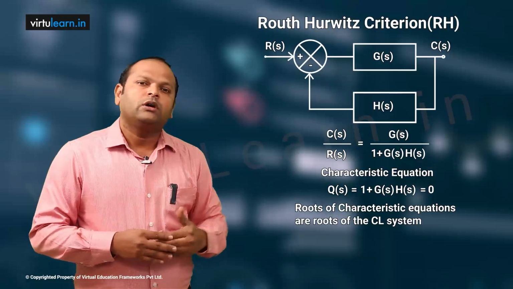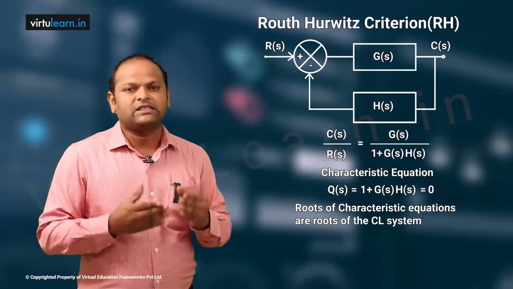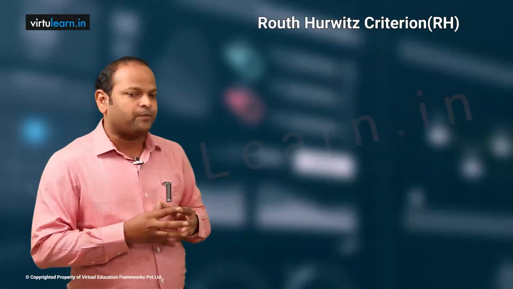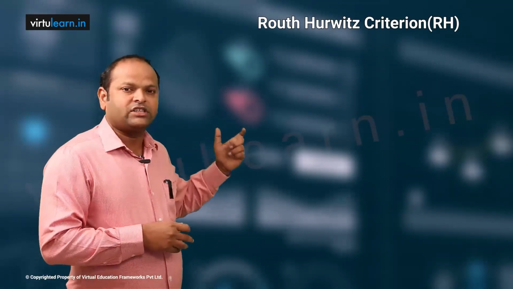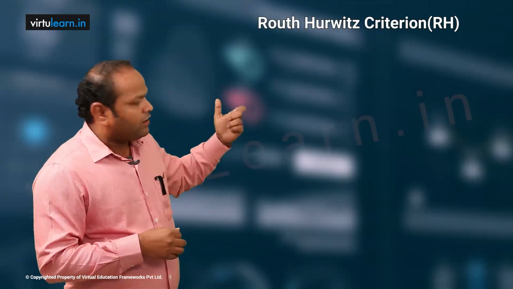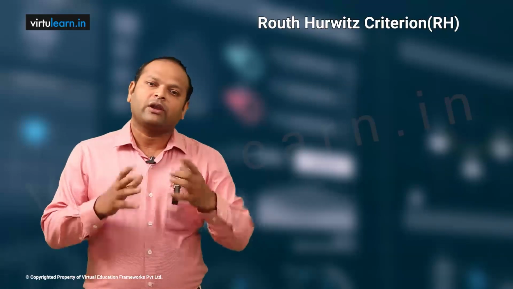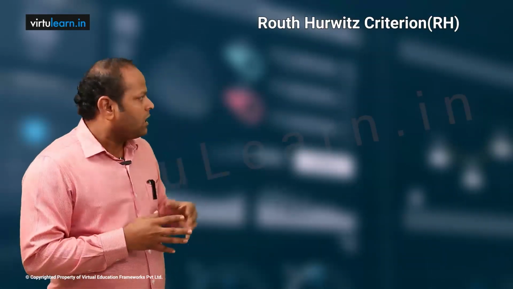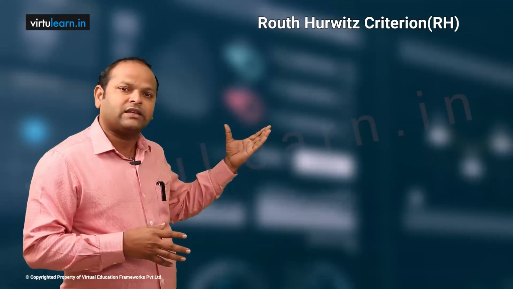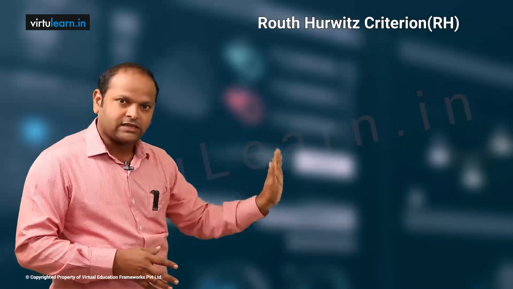If we know the location of these closed loop poles, then we can easily find out the closed loop stability of the system. So this particular criteria, Routh-Hurwitz criteria, will not give you the exact location of the poles of your characteristic equation or of your closed loop system, but it gives how many roots of the characteristic equation are lying in the left of the S-plane, on the imaginary axis, and or the right of the S-plane.